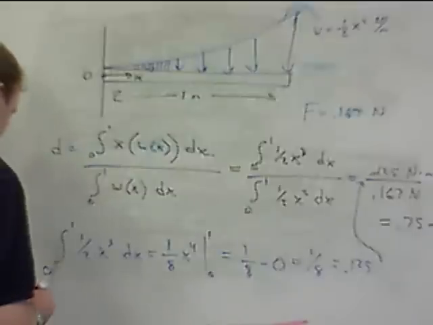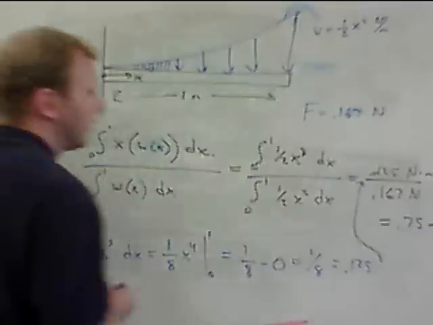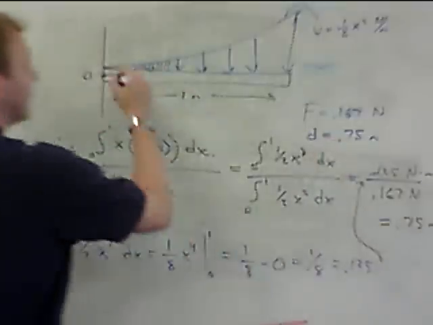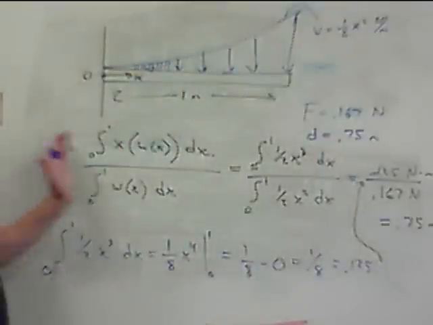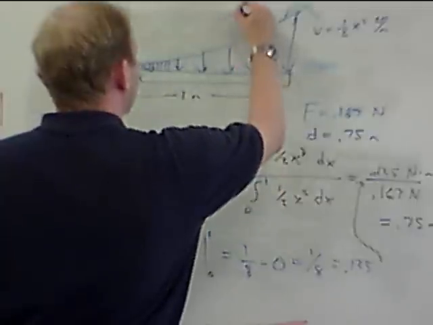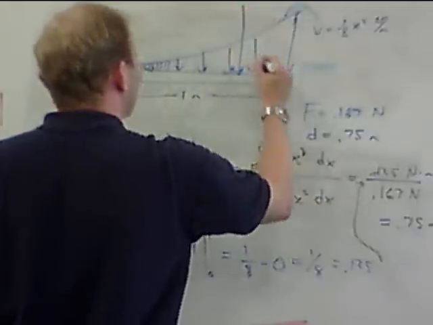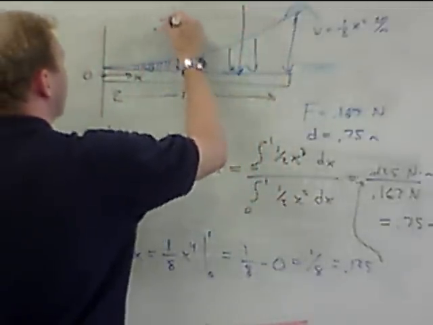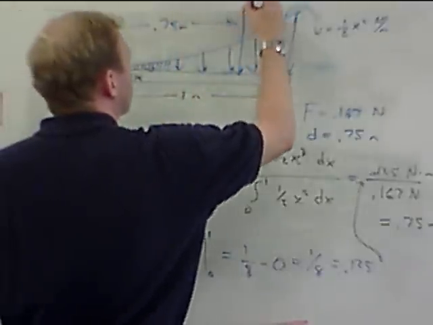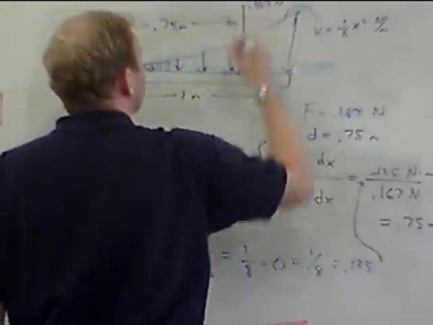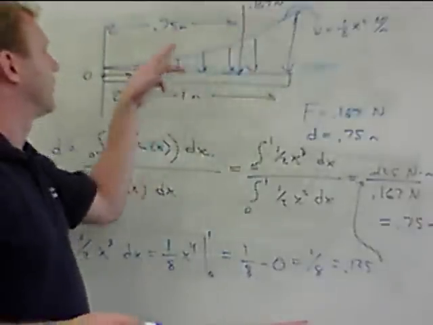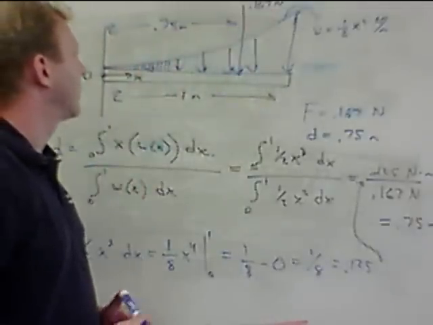So that ends up being our position here. We can replace this entire force here. So D is equal to 0.75 meters. This entire distributed load, we did have to go through a little bit of messy calculus here, but this entire distributed load can be replaced by a single force right here at 0.75 meters from the end, with a magnitude of 0.167 newtons. So that entire messy distributed load reduces to a single force at a single point on our beam.